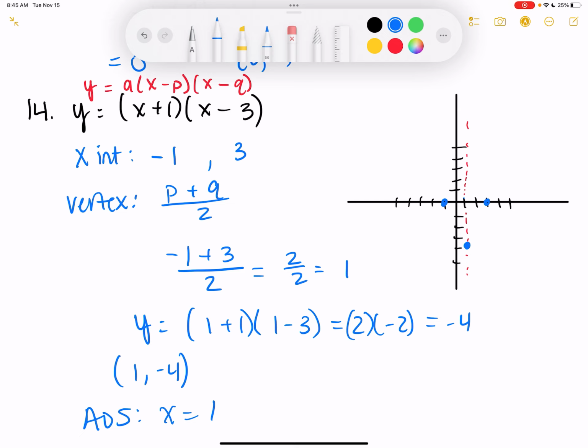Or, well, I say not 2 away. If they're not identical on both sides, then something's wrong. And then just connect the dots.